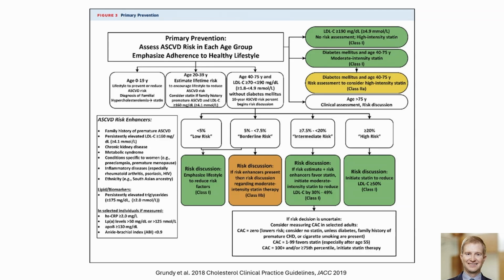Starting in the top right, we can see that even in those with diabetes, we should be calculating their risk to determine if we should start them on high or moderate intensity statins. Further, in patients aged 40 to 75 with an LDL of 70 to 189, we stratify them based on whether they're low, borderline to intermediate, or high risk. And then with that, whether we should start a statin and at what dose. I'll review several points within this diagram throughout the rest of this presentation today.